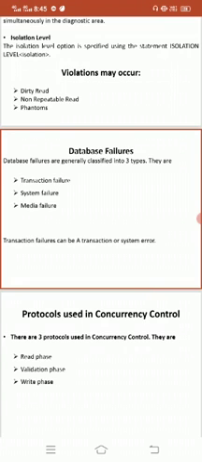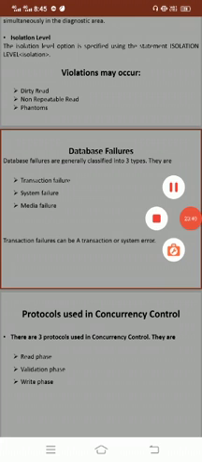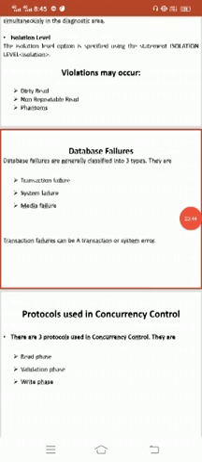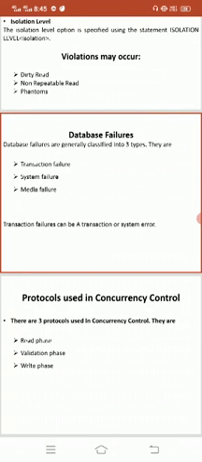It is important for the system to recover from failures. So it is very important for the system to recover from the failures. So disk failure is nothing but media failure. Actually, for database failure we have three concepts: one is called transaction failure, the second is system failure, and the third is media failure.